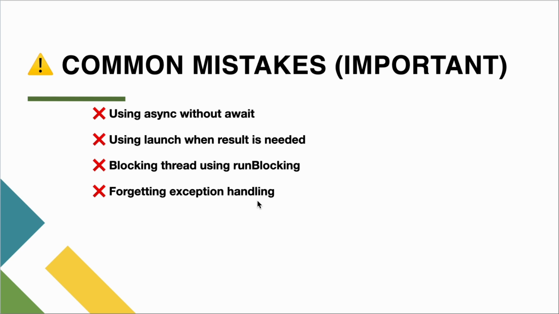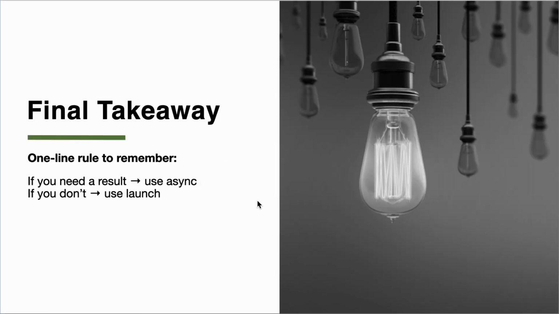All right, so most production bugs come from misuse of async. That is my observation. You may also have your own observation, I'm sure, but I've seen developers using async and not using await, or not handling the exceptions. So the final takeaway is the one line rule to remember. If you need a result, of course you use async. If you don't want a result, you use launch. That is as simple as that.